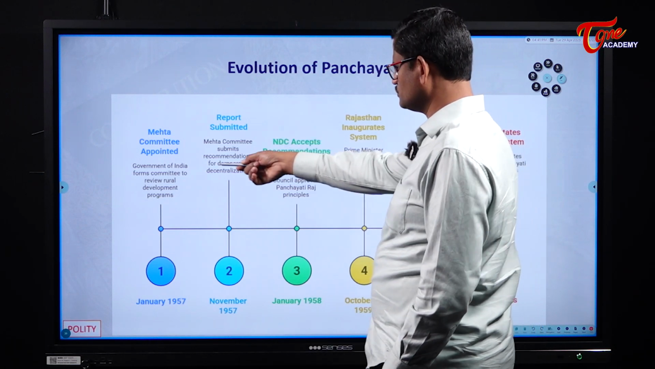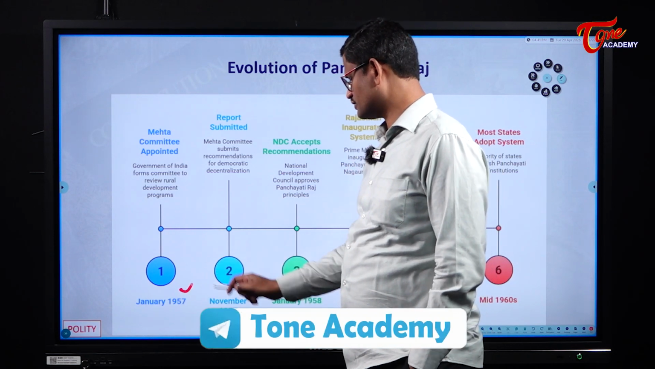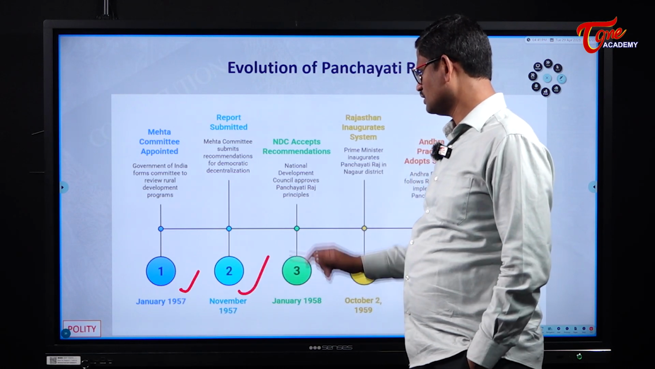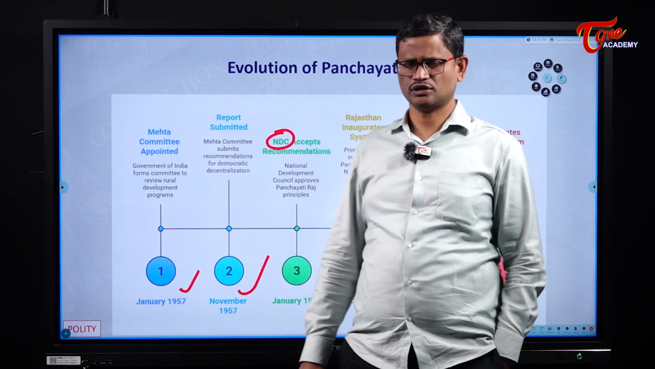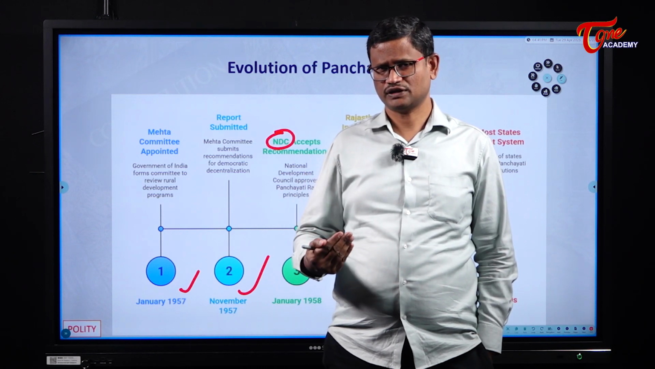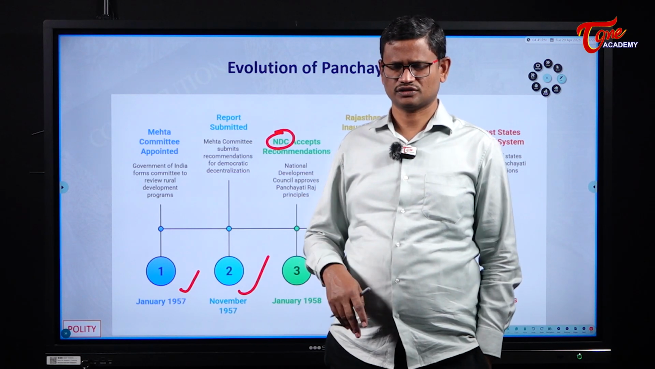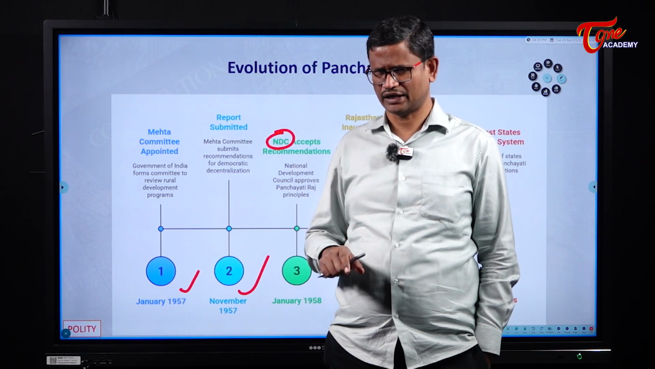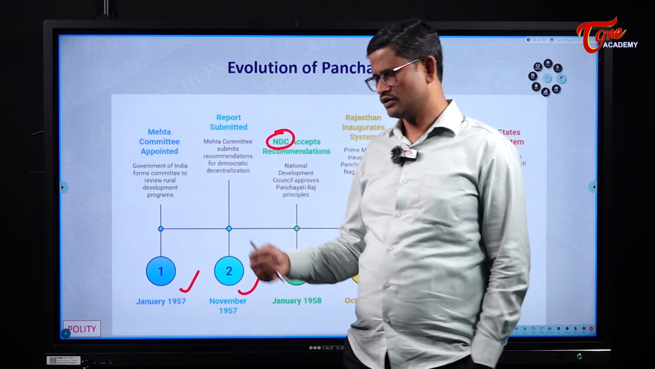So, now as I told, this Balwant Rai Mehta committee was appointed in January 1957. It gave the report in November 1957, and we had a body called NDC, National Development Council. This is the body which gives final approval to the 5-year plans prepared, and NDC contains the Prime Minister and all the Chief Ministers of the different states. So, the report of Balwant Rai Mehta committee was discussed in the meetings of NDC, and NDC has given approval for implementing the recommendations of Balwant Rai Mehta committee.